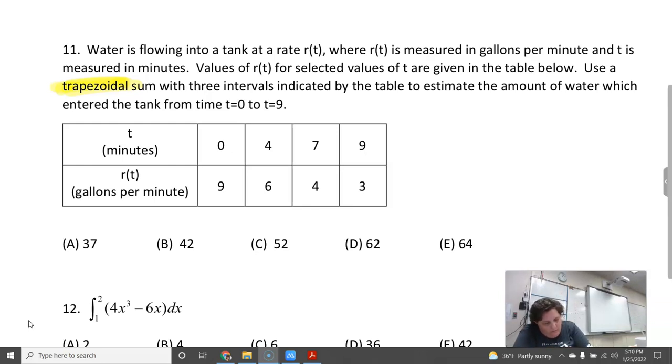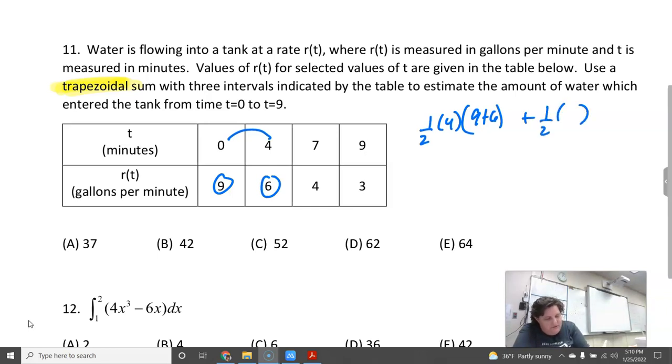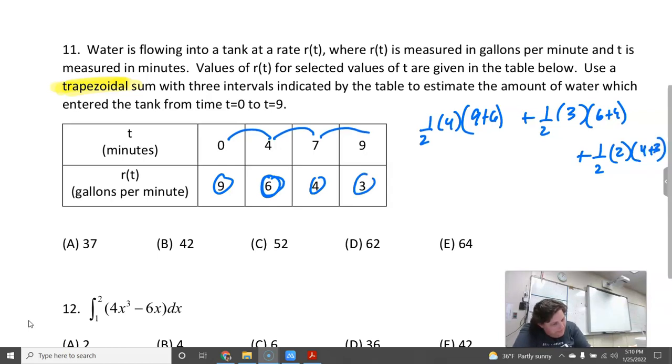Okay, trapezoid number 1, base of 4, the heights are 9 and 6. Okay. Trapezoid number 2, remember trapezoids always start with 1/2. That one's got a base of 3, and the 2 heights are 6 and 4. And then trapezoid number 3, it's a 2, okay, has a base of 2 and 4 plus 3. Okay? And so let's just figure out what these are. 2 goes into 4 2 times. 9 plus 6 is 15 times 2, so that trapezoid is 30.